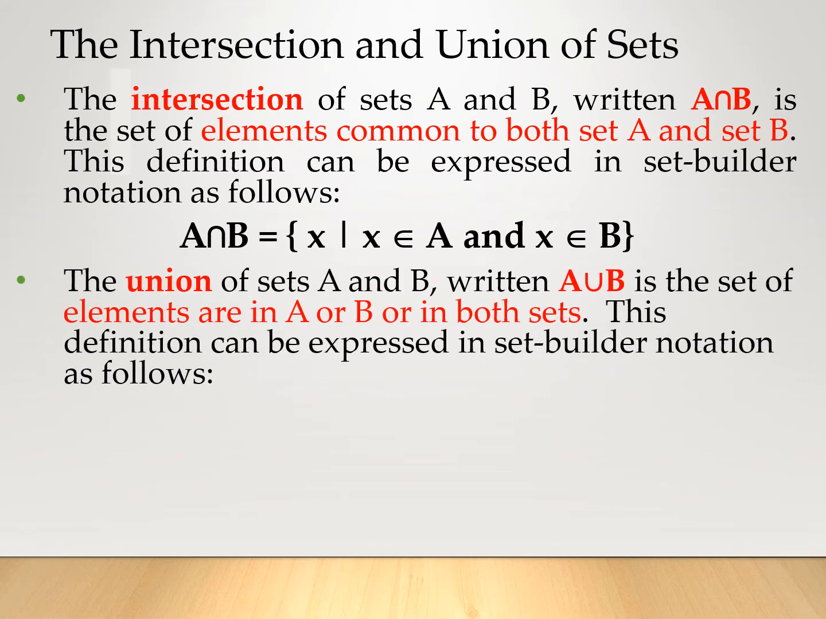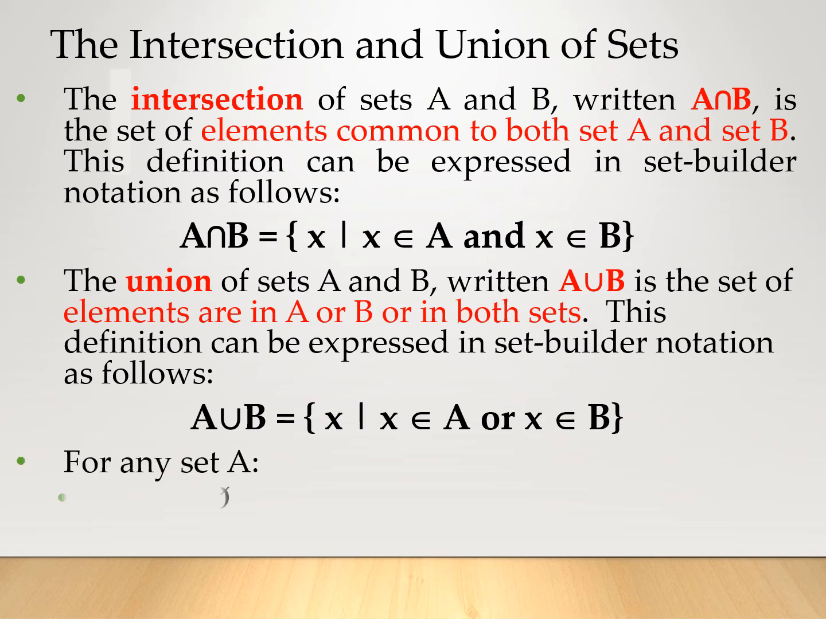While the union of sets A and B, written A union B, is the set of elements that are in A or B or in both sets. This definition can be expressed in set builder notation as follows: A union B equals the set of all x such that x is an element of A or x is an element of B. For any set A, A intersection the null set or empty set equals the empty set or null set. A union an empty set equals A.